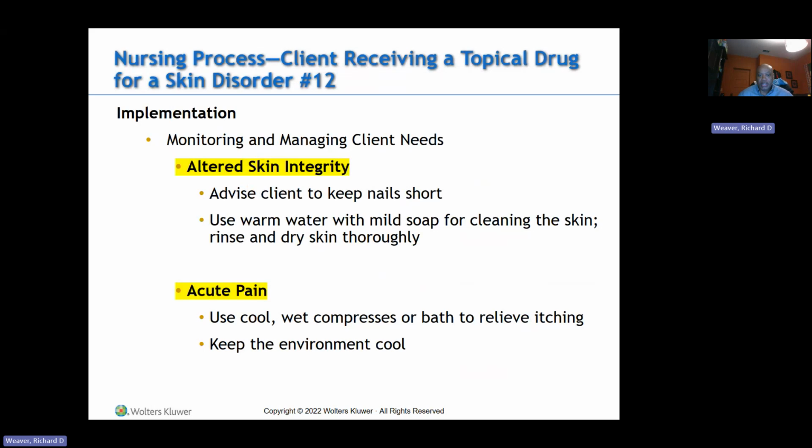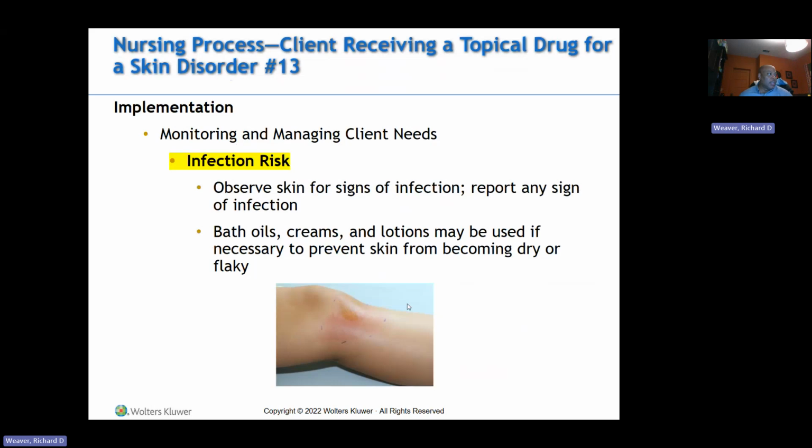Dry skin increases the risk of skin breakdown from scratching. And so, again, this is why we want patients to keep the nails short so they don't break the skin. Let's see, just trying to look and see if I missed anything. Use cool, wet compresses for rashes or a bath to relieve the itching. Want to keep the environment cool, keep the client comfortable, right?